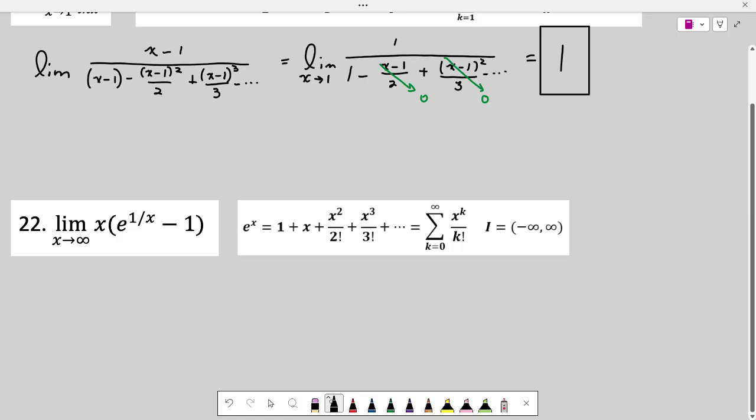So this one right here, we have the limit of x multiplied by that. So e to the 1 over x is going to be the exponential power series with x replaced with 1 over x. So this will be 1 plus 1 over x plus 1 over 2 factorial times x squared plus 1 over 3 factorial times x cubed, etc.